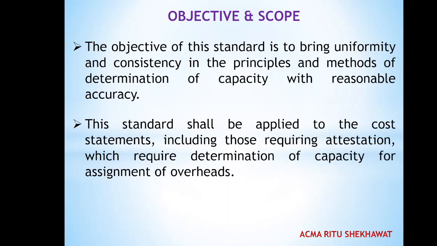The objective of the standard is to bring uniformity and consistency in the principles and methods of determination of capacity with reasonable accuracy. We definitely will not say that it is 100% accuracy; we will say reasonable accuracy. The standard shall be applied to cost statements, including those requiring attestation, which require determination of capacity for assignment of overheads. We make cost statements and MIS statements that help you determine the cost of capacity determination. So this is the scope.